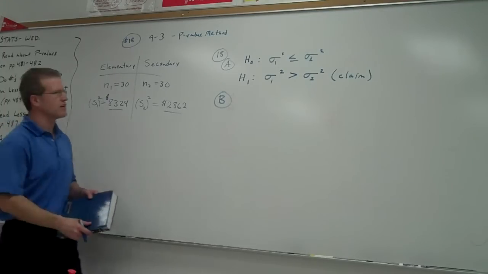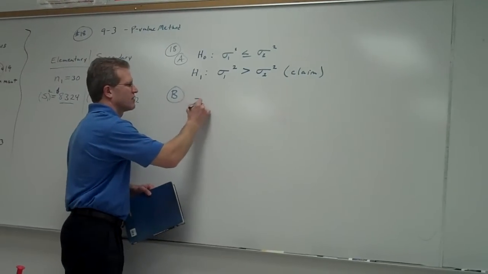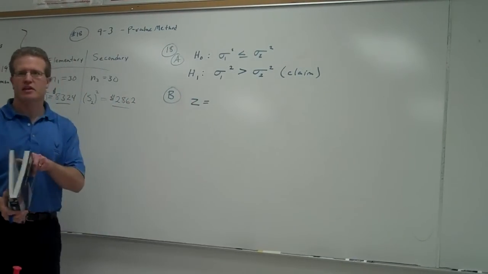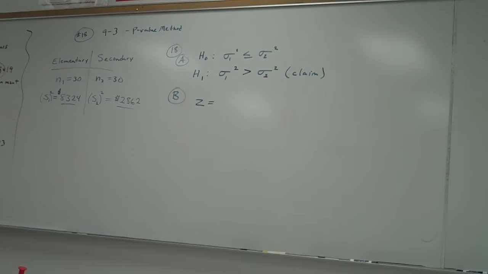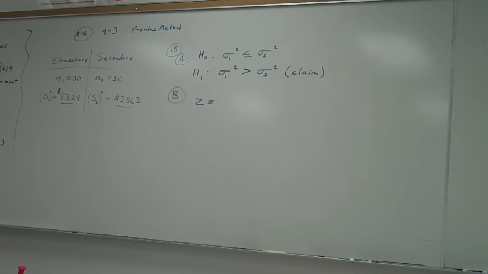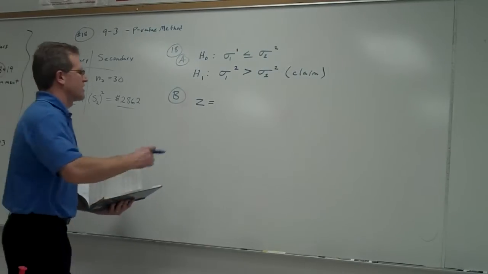Okay, step B is the test value. Anytime you have at least 30 in your sample, you can use these scores. So you're going to get your formula sheet out. Excuse me, not your z-score. You're going to use your F score. F test is what I mean.